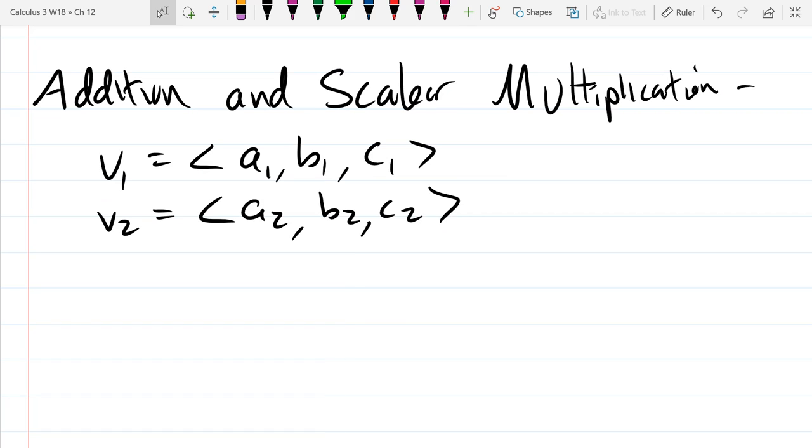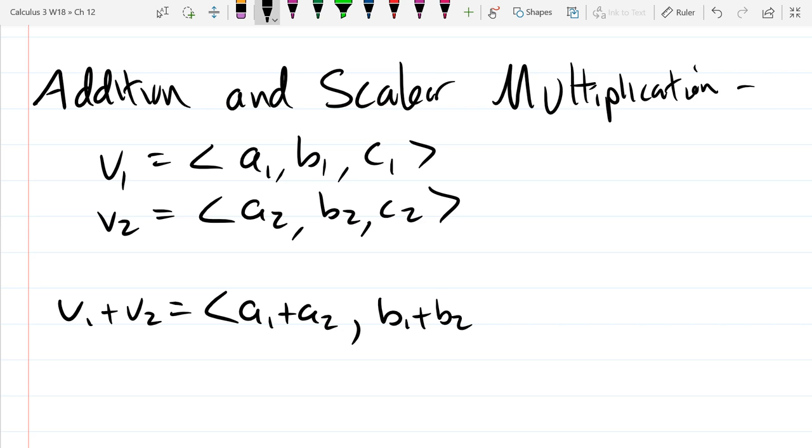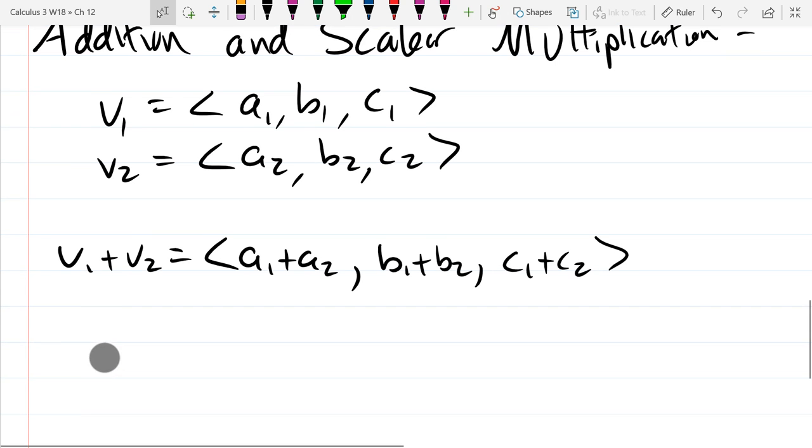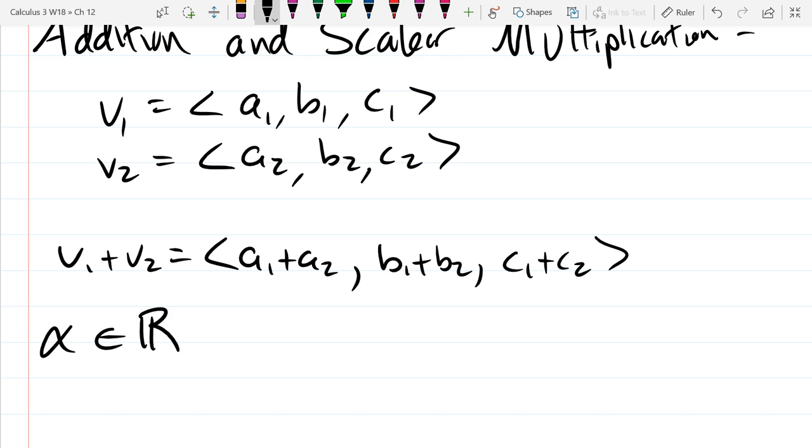All right, so addition, v1 plus v2. All you do is add up the x's, add up the y's, add up the z's. Now here's a great time to use commas. So that is addition. And scalar multiplication is next. So we're going to use scalars. We'll generally use Greek letters, alpha and beta. When your elements are vectors, we use the word scalars for real numbers.